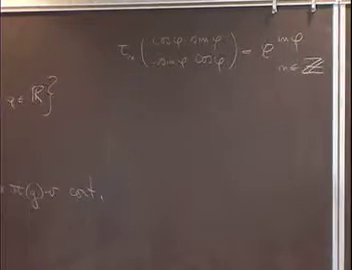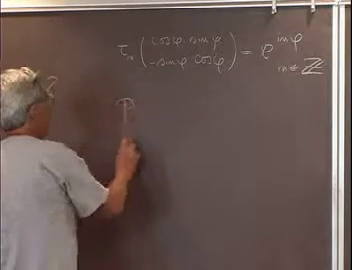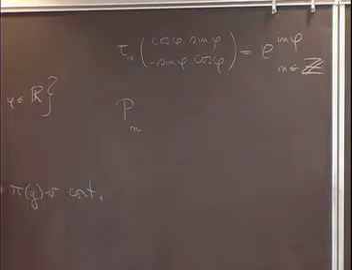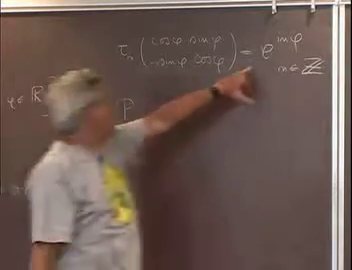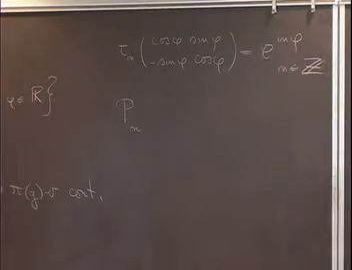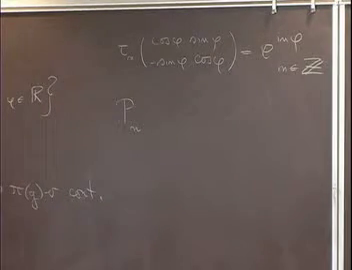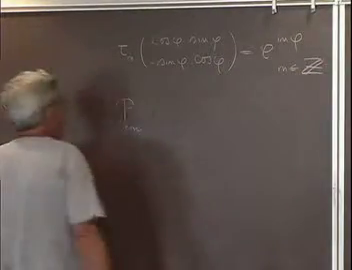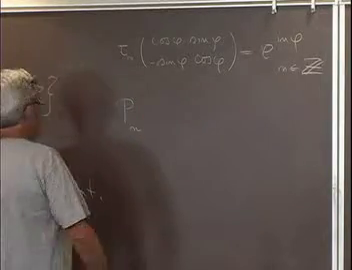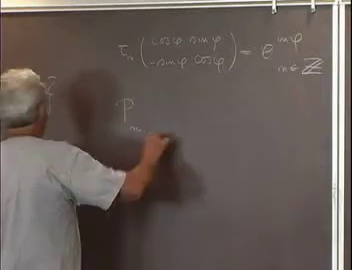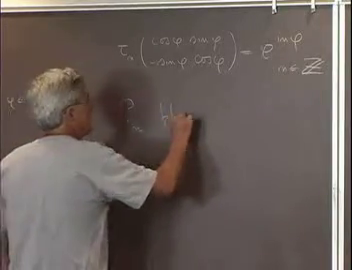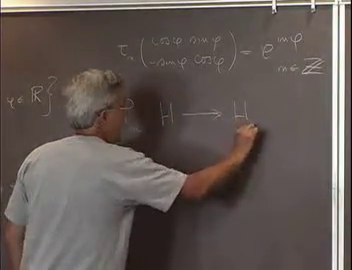To any n, I can attach an orthogonal projection P_n, which is obtained by taking the complex conjugate of the characters. So this is e^{-inφ}, and integrating the representation with respect to this function. And what we get is an orthogonal projection from the space H to a subspace I'll denote by H_n.